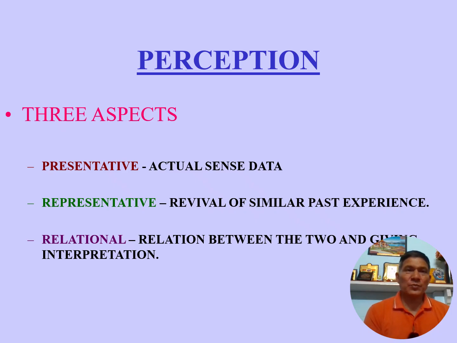Third aspect is perception. There are three aspects. First is presentative, actual sense data. Representative, revival of similar past experience. If there has been any past experience, the revival of that is looked at. And relational, the relation between the two and giving interpretation. So how one interprets the relational situation between two things, that is also tested.